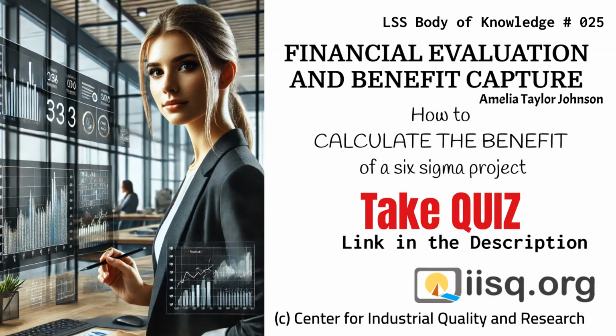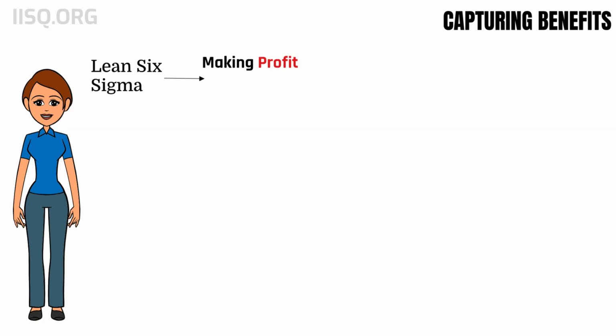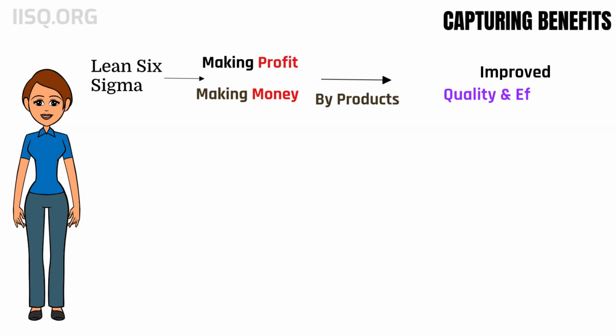Financial evaluation and benefits capture. How to calculate the benefit of a Six Sigma project. Six Sigma is about making profitability and money. The immediate byproducts are improved quality and efficiency.